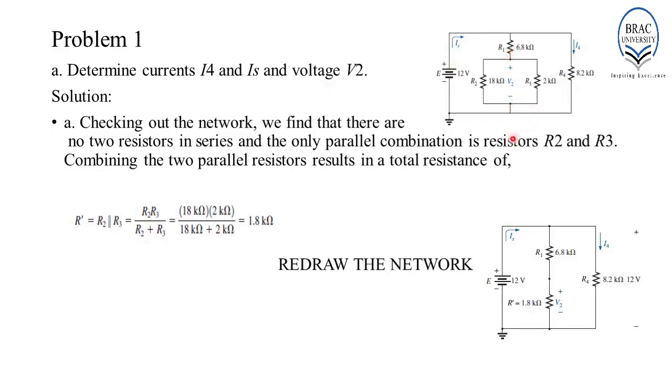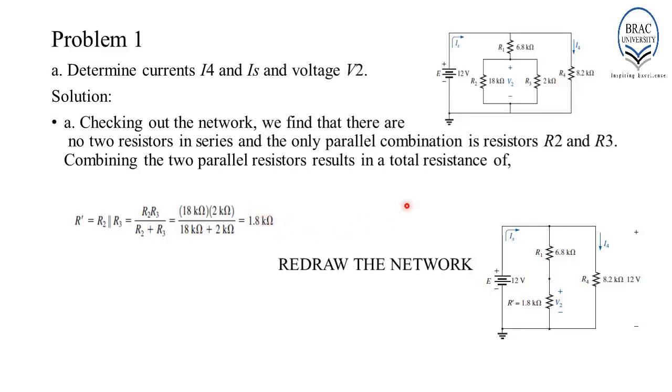If we look carefully, there are no two resistors in this network which are directly connected in series configuration. And the only parallel combination is resistors R2 and R3. Therefore, if we determine the combined resistance of these two resistors, it will represent the parallel configuration of R2 and R3 as R prime equals 1.8 kilo ohm.